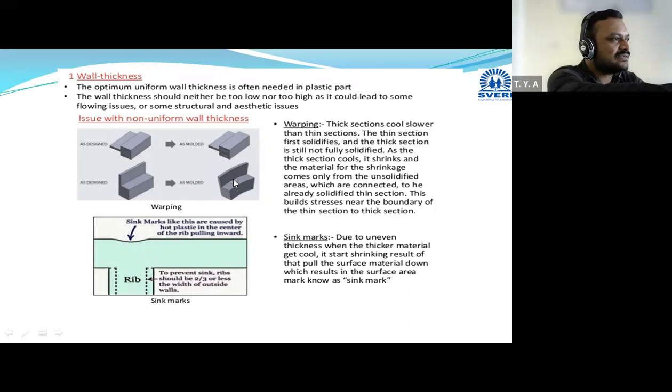Okay, are you getting this? And due to that, what will happen? This kind of bending will happen there. This end portion will solidify initially, and this bending will get created. Okay, this kind of defects will be there when we are not using uniform wall thickness, or when there is non-uniform wall thickness, then due to those thick sections, these kinds of defects are possible.